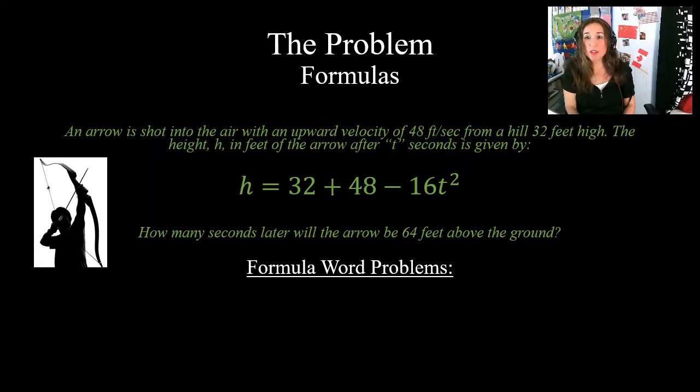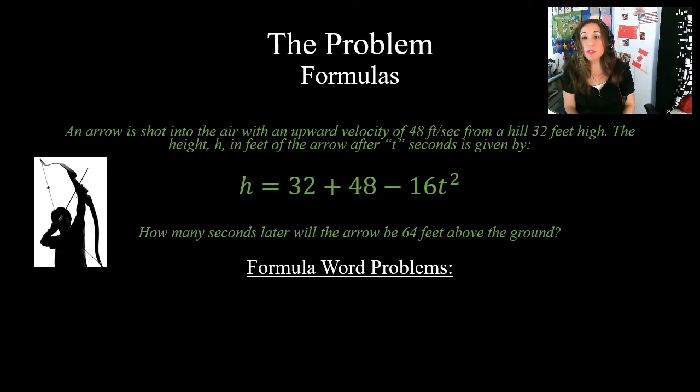So here's our problem. Again, I'm calling this a formulas problem. An arrow is shot into the air with an upward velocity of 48 feet per second from a hill 32 feet high. The height h in feet of the arrow after t seconds is given by h equals 32 plus 48t minus 16t squared. How many seconds later will the arrow be 64 feet above the ground? Okay, so we're on a hill, we're shooting an arrow. And the arrow is going to go up, up, up, and then down and hit the ground, okay?